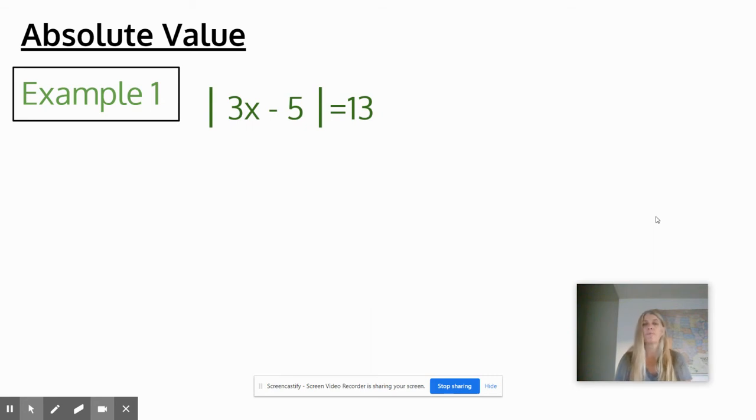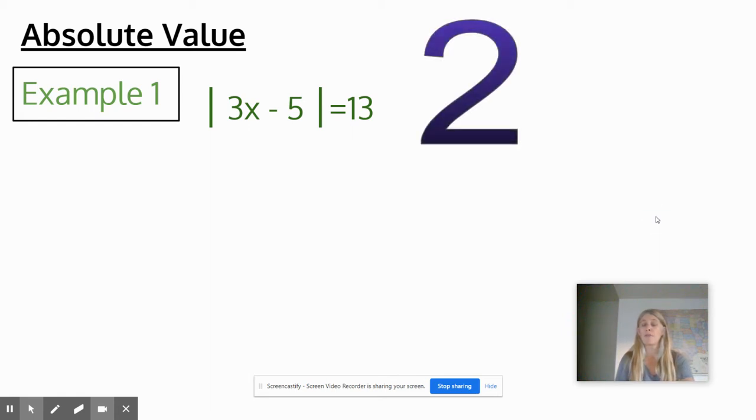Our first example is the absolute value of 3x minus 5 equals 13. Now, what we're looking for is the numbers inside the absolute value sign, which is 3x minus 5. We need that to equal 13 because the absolute value of 13 is 13. However, remember that absolute value is the distance from 0 on a number line. So if we can get what's inside that absolute value to be negative 13, the absolute value of negative 13 is also 13 because it's once again a distance, and negative 13 is also 13 spots away from 0.